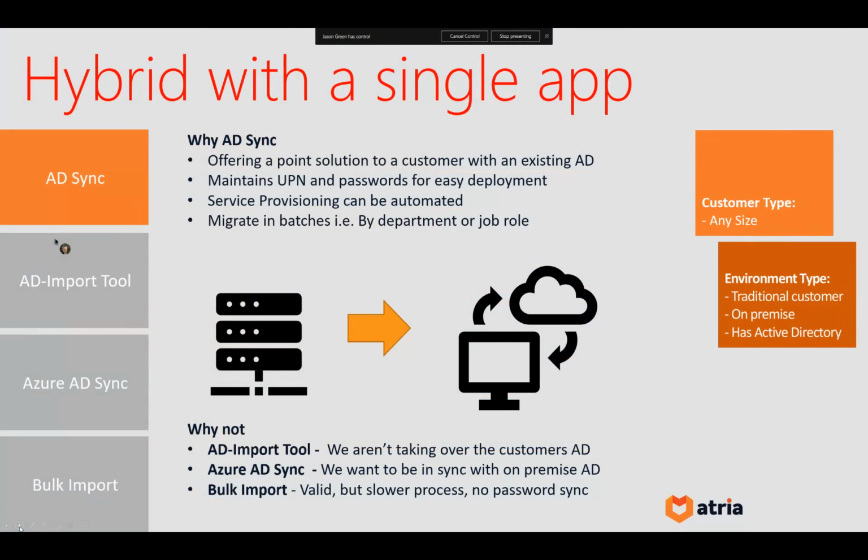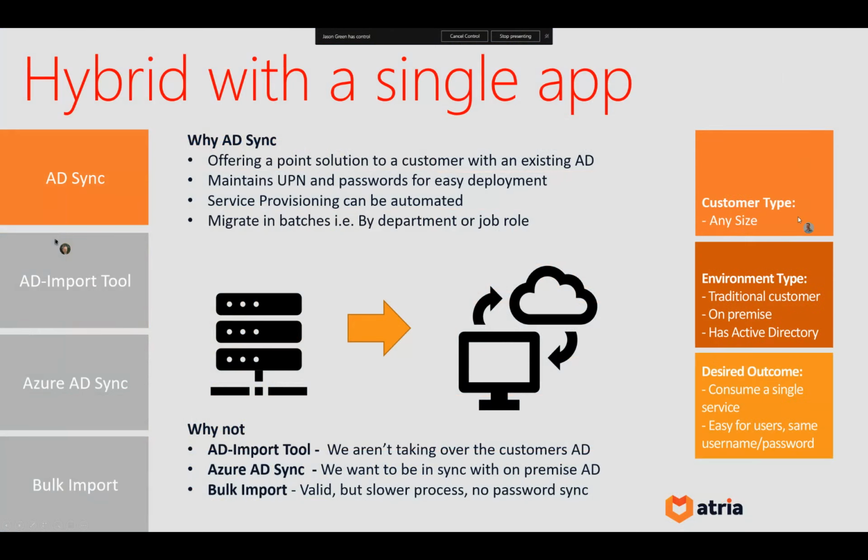Right, so to take a look at our first scenario here, we're going to take a look at hybrid with a single app. In this scenario, you're considering that you've probably got a customer that operates from their own on-premise Active Directory. They probably manage this themselves, and they want an easy way to consume a single application from your platform. Common examples would be hosted Exchange or potentially a specific hosted application that you host for your customers.